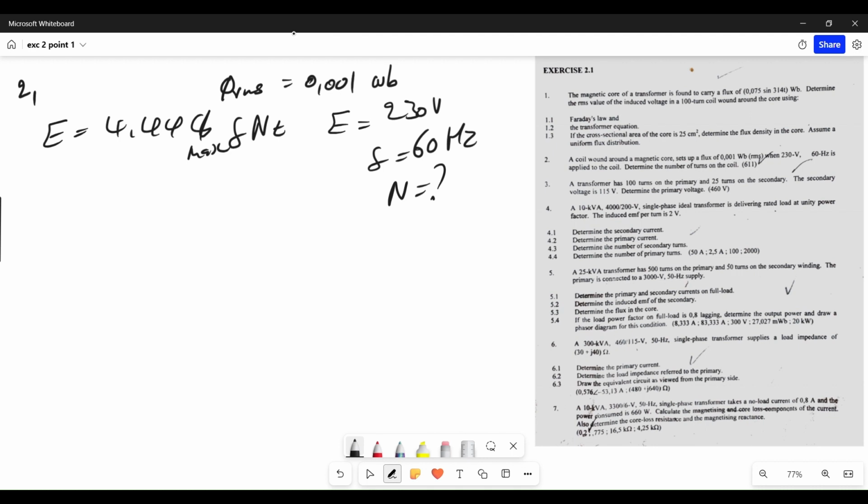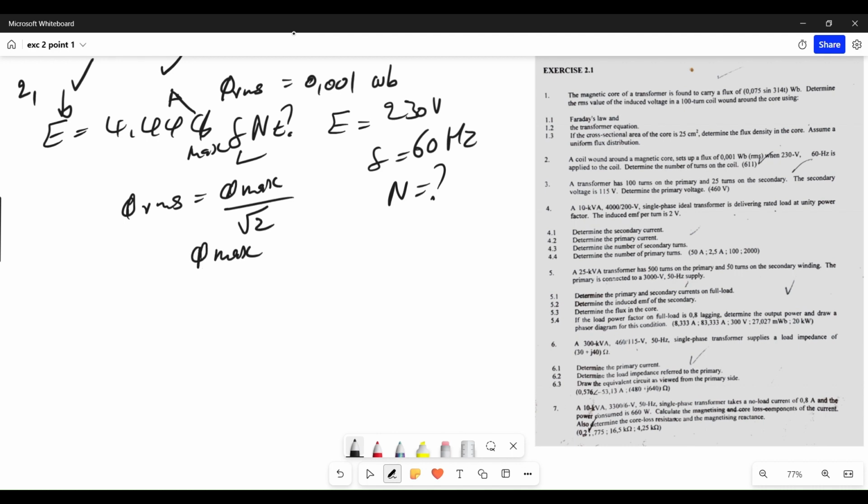I like this equation because it's straightforward. We don't have the number of turns, we have the frequency. We can convert the RMS flux to maximum, and then we also have the induced EMF, the voltage that is applied. So we want to say flux RMS equals to flux max over root 2.